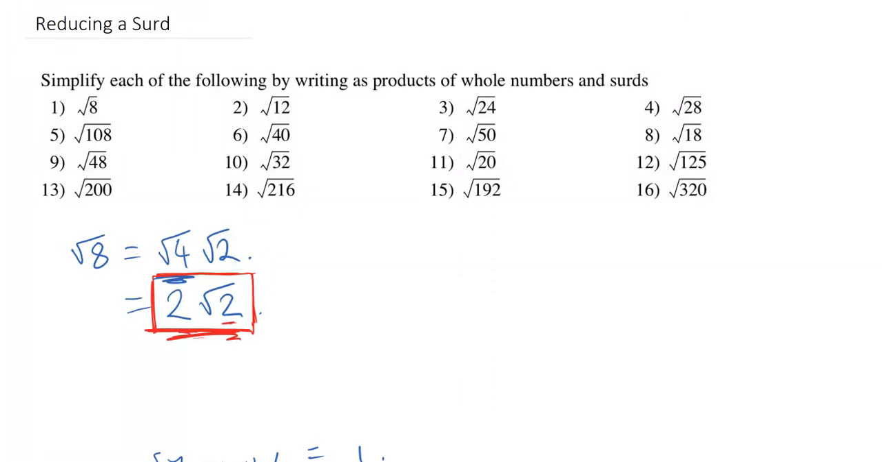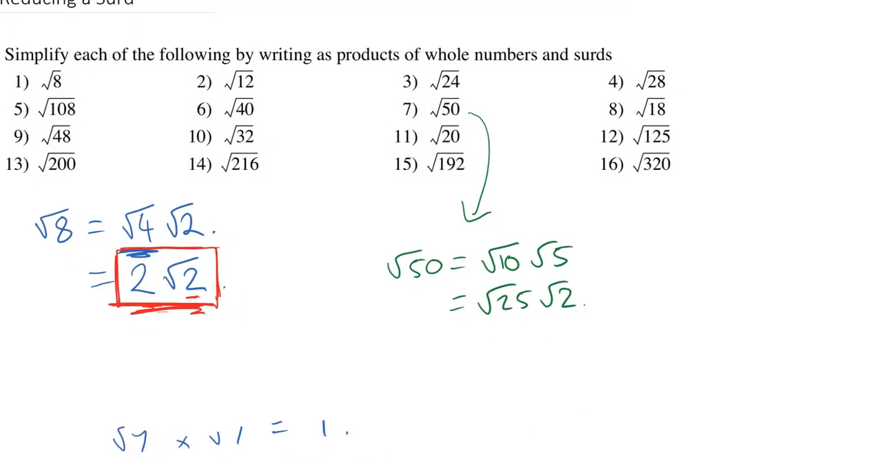Let's see if we can do another one. Let's pick the square root of 50. Now think about this for a second. Should I write this as the square root of 10 times the square root of 5, or the square root of 25 times the square root of 2? Which one of these is the most useful for us? Well, it's going to be the second one, because it has a square number inside the square root, which is going to allow me to simplify. The square root of 25 is 5. So the square root of 50 is 5 square root 2.